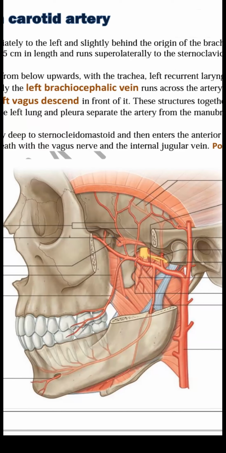What are the branches of the external carotid artery? Here, the external carotid, first, is found, as we say, superficial and medial to the internal carotid, and it passes on both sides of the pharyngeal wall. As you see here, this is the pharyngeal wall, and these are the constrictors of the pharynx. So this artery passes lateral to the pharyngeal wall. Here, it passes under cover of two muscles: the posterior belly of digastric and the stylohyoid muscle.